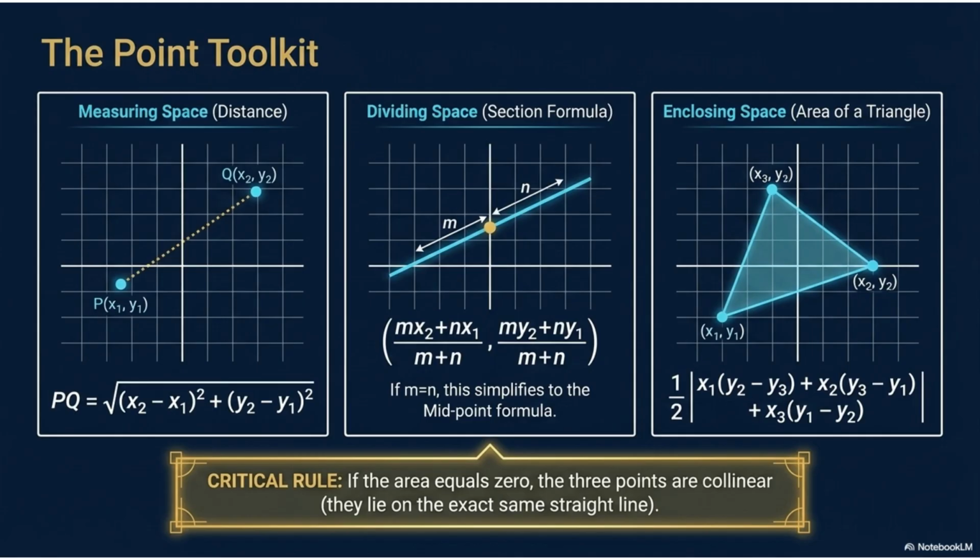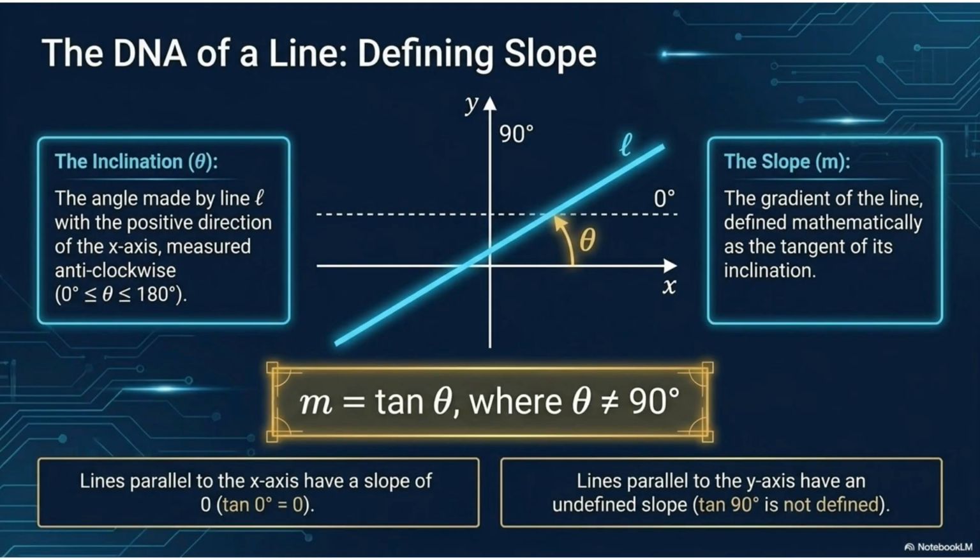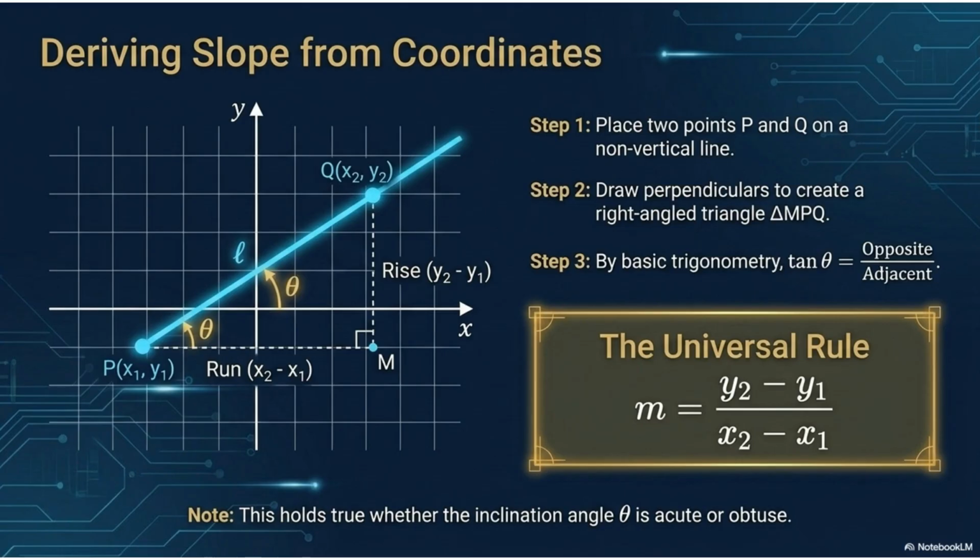A critical rule to remember: if the calculated area of 3 points equals 0, they are collinear, meaning they lie on the same straight line. The slope, or gradient of a line, is the tangent of its inclination angle. Note that lines parallel to the x-axis have a slope of 0, while lines parallel to the y-axis have an undefined slope. We derive the slope from coordinates using the ratio of rise over run. This universal rule holds true regardless of whether the inclination angle is acute or obtuse.